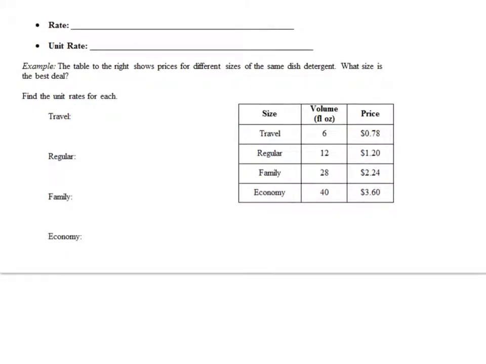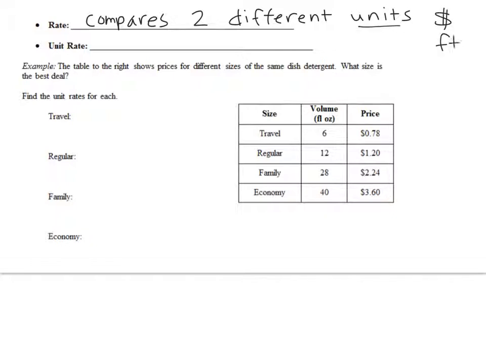A ratio compares two different numbers. A rate compares two different units. So when we're talking about units, units could be money, units could be feet, units could be ounces, units can be milliliters, units can be meters, units can be kilometers, units can be a dozen. It's just a measure of a distance, a time, a speed. A unit rate compares a unit and a cost.